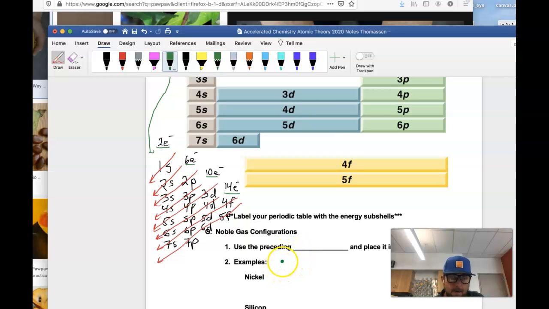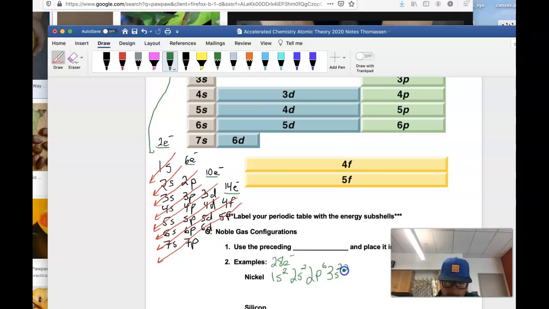For nickel, we have to count how many electrons nickel has, which is 28. I should memorize that, but I wanted to be sure. So with 28 electrons, if we look at the diagonal rule, just as before, we're going to fill the 1s first. And the s orbital sublevel always holds 2. 1s2, 2s2, 2p6, you should be getting used to these first ones.